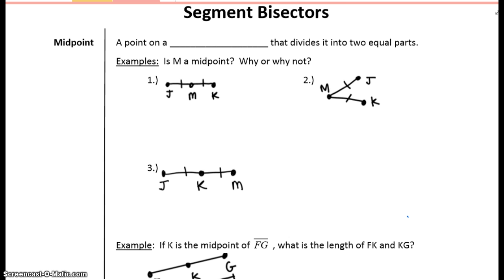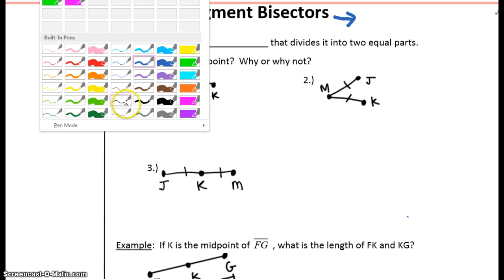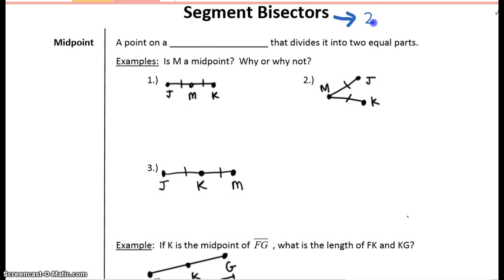Remember that bisected means that there are going to be two congruent pieces. So two equal parts. So just remember that bisected means two equal parts. All right, so a midpoint is similar to a bisector. A midpoint is a point on a segment. You could probably guess from the word midpoint, middle point. It's a point on a segment that divides it into two equal parts.